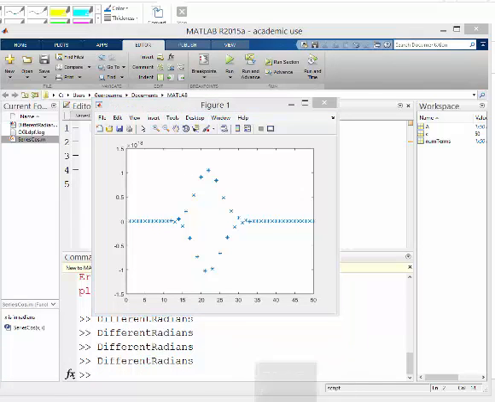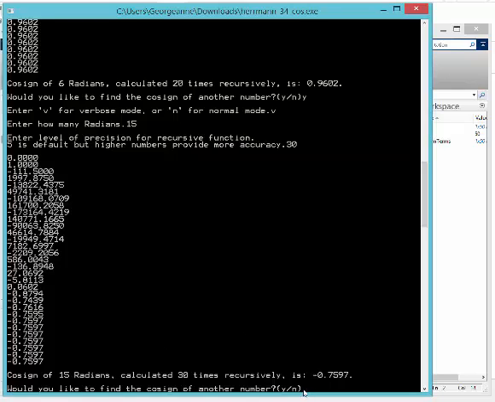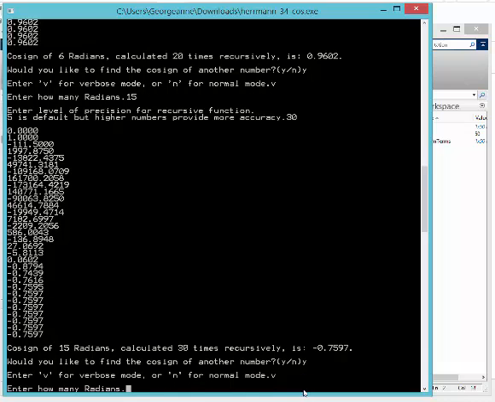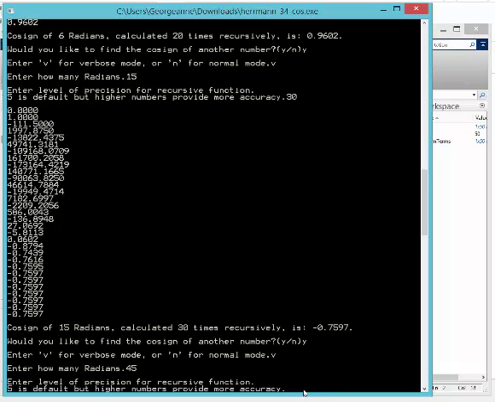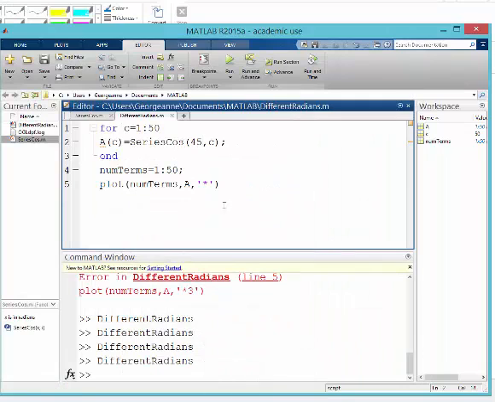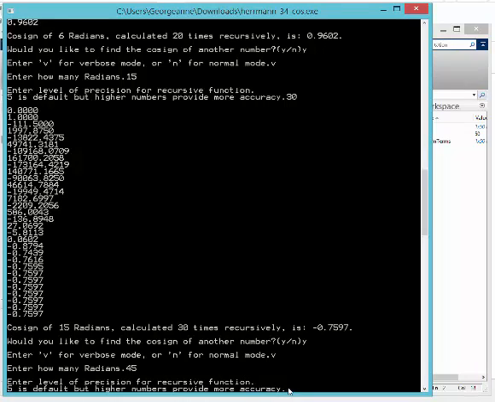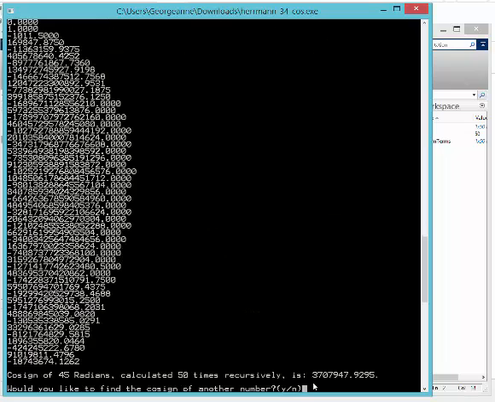I'm going to do it one more time in the C program. I am going to look at each one of these terms that I just plotted. I'm going to say 45 radians, and I'm going to use, what did I say, 50 terms. Yes, 50 terms. And there are all those numbers very specifically plotted out.